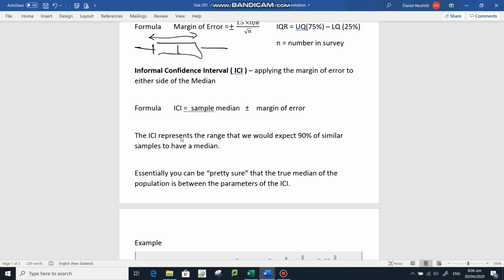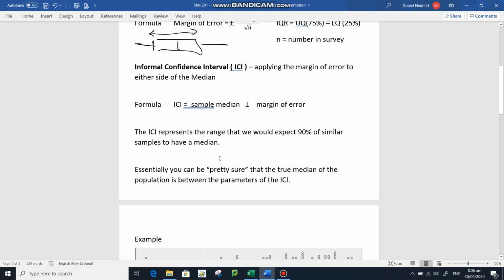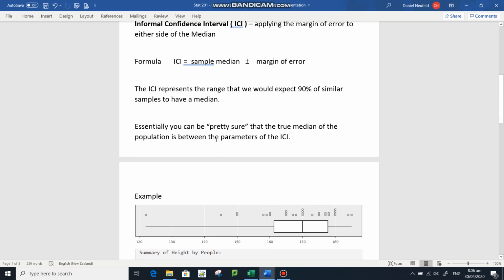Okay, so 90%. When we sum this up at the end, we always say that you can be pretty sure that the true median of the population is between the parameters that we're talking about. So 90% is kind of sure.